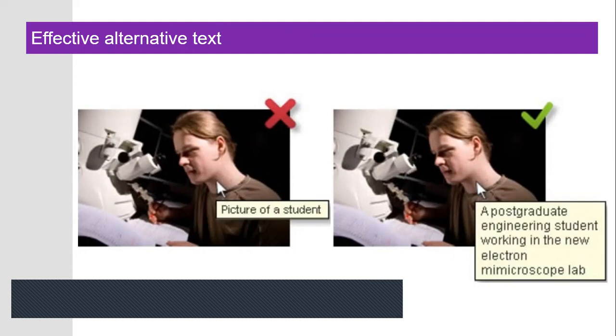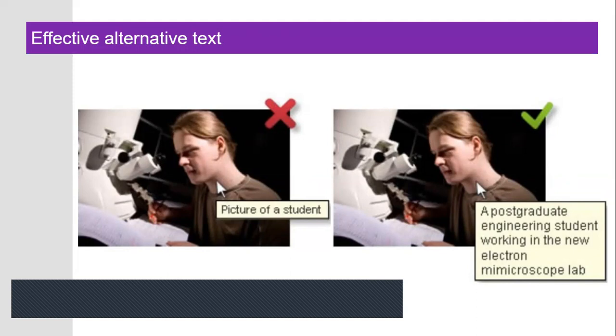Let's say that the image on this slide appears on a web page about new developments to the engineering building. If the purpose of having that picture on the College of Engineering website is to showcase the new buildings, technologies, and spaces, a picture of a postgraduate engineering student will not convey the content and function of the image. More effective alt text in that case might be: a postgraduate engineering student working in the new electron microscope lab.